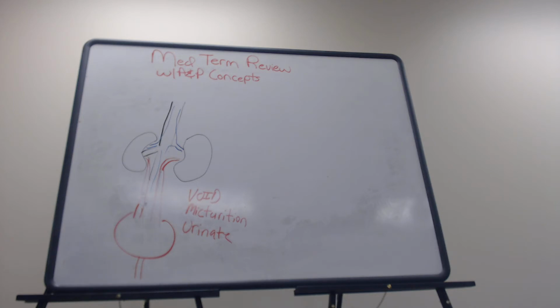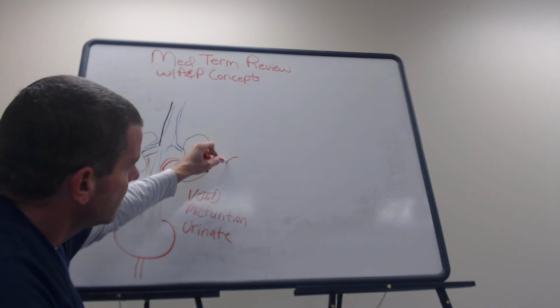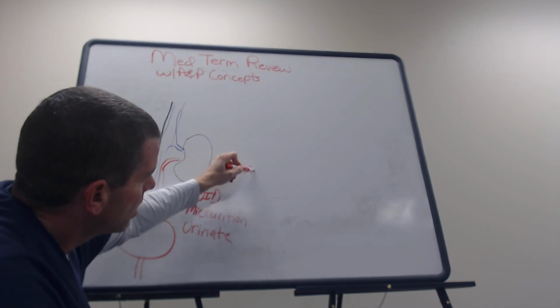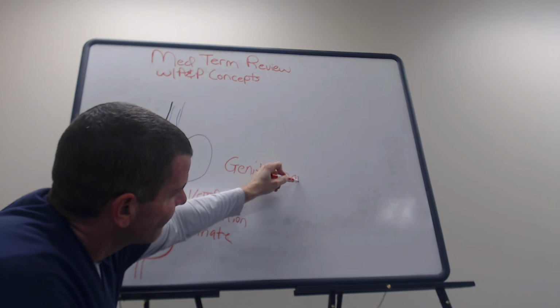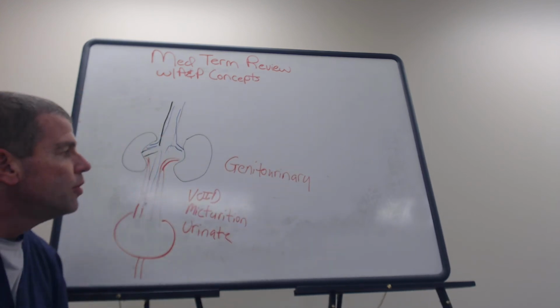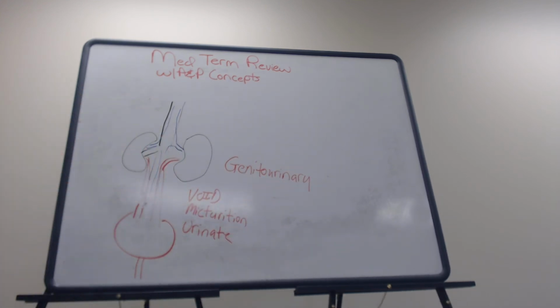And the kidneys are intimately involved with the male and female reproductive structures. And so sometimes this system is even called the genitourinary system. Okay, genitourinary. And so that tells you how intimately involved these structures are.